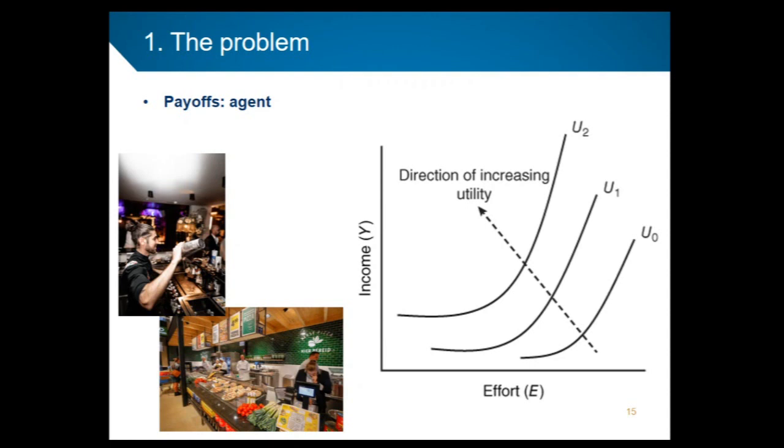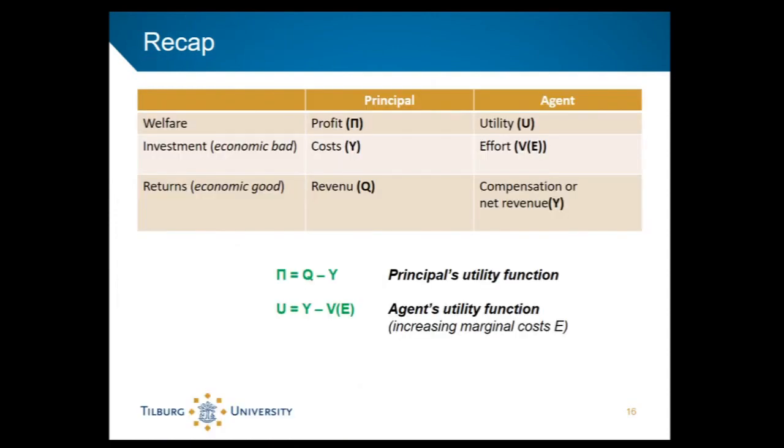This is all summarized indeed on slide 16. So welfare is expressed in profits for the principal and utility for the agent. To realize this welfare, principals have to invest costs and agents have to invest efforts. In return, the agent gets revenue. The principals get revenue and the agents get compensation or wage. I will call these formulas utility functions.